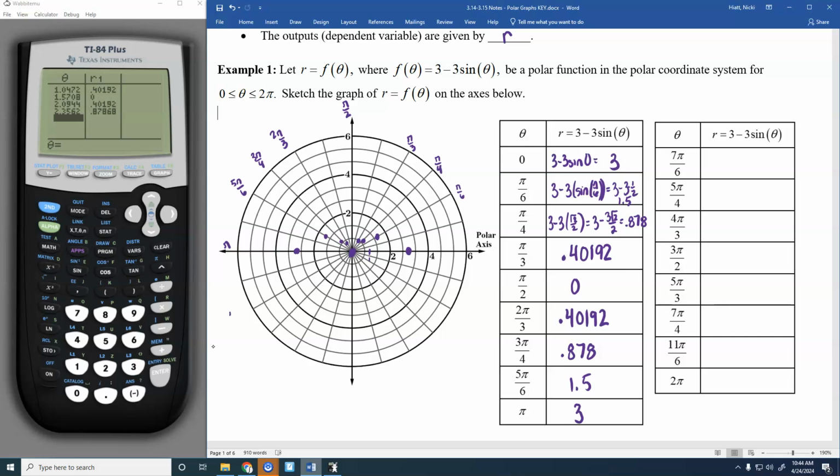Okay. And then we've got to keep going around. 7 pi over 6, 5 pi over 4, 4 pi over 3, 3 pi over 2.